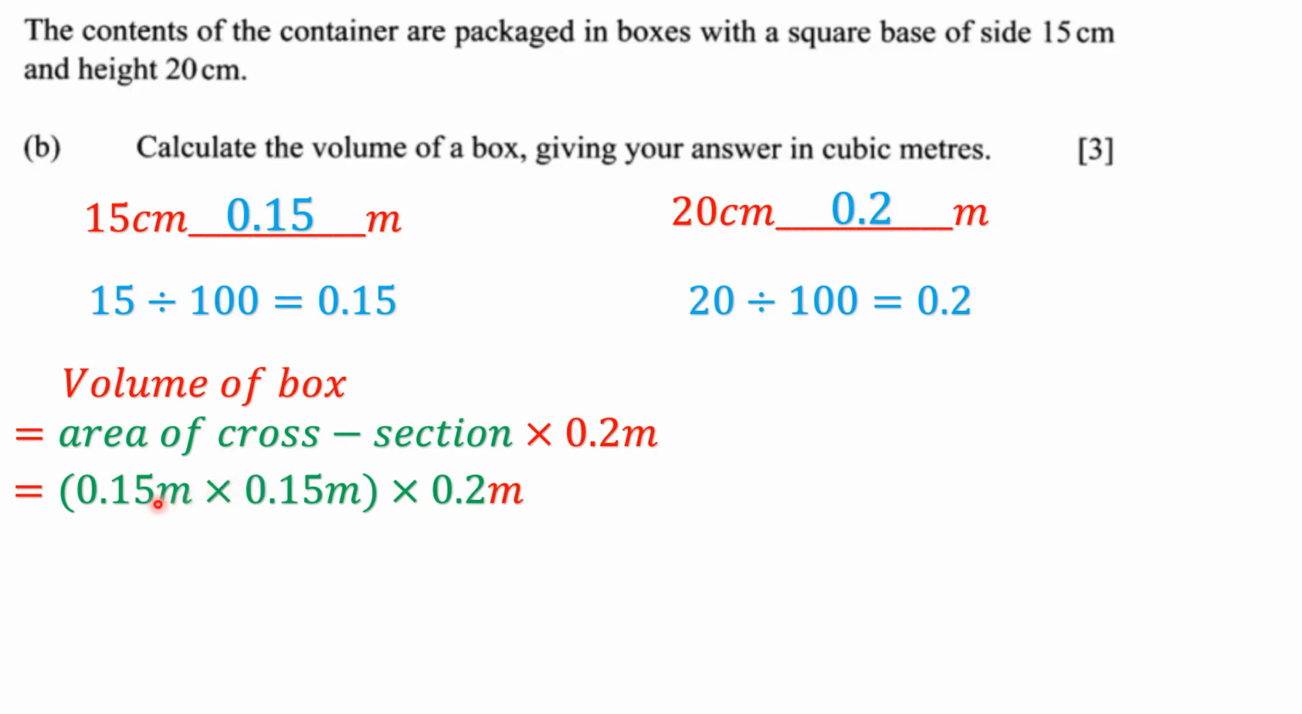So we have 0.15 meters times 0.15 meters, and we multiply that by 0.2 meters, and our answer is going to be 0.0225 meters squared multiplied by 0.2. And so our answer is 0.0045 meters cubed or cubic meters. And that's going to be the volume of the box.